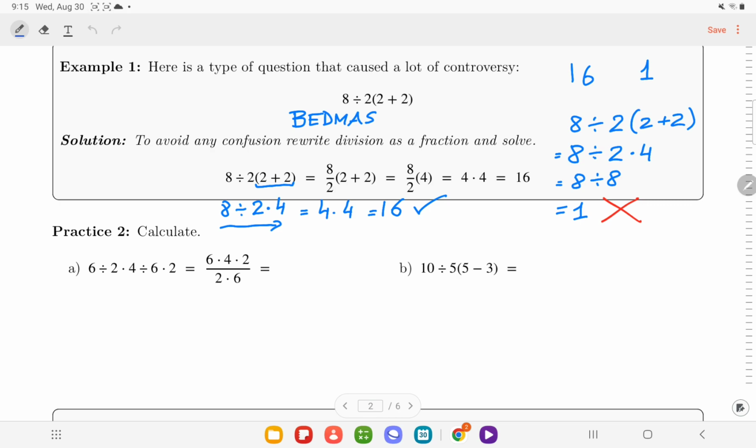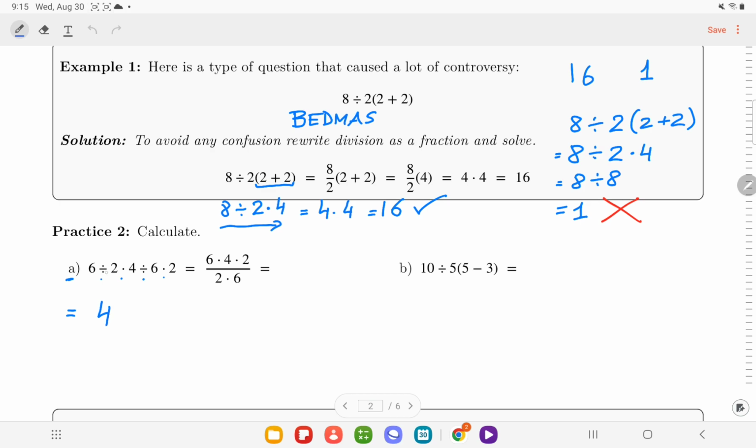Let's do more practice. In practice 2a, we have division, multiplication, division, and multiplication again. We can do it in 2 ways. First, let's follow the BEDMAS and go left to right. 6 divided by 2 is 3. 3 times 4 is 12. 12 divided by 6 is 2. And 2 times 2 is 4.